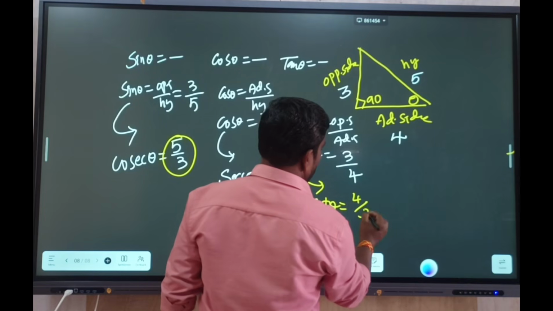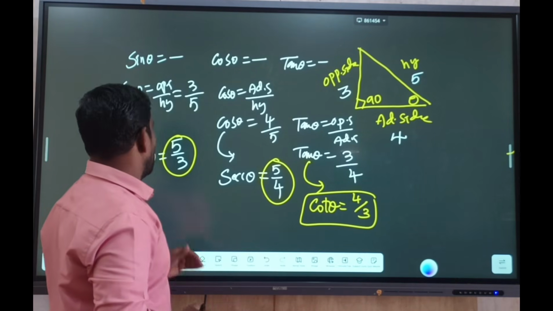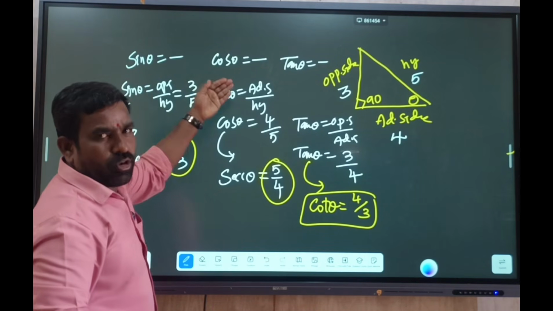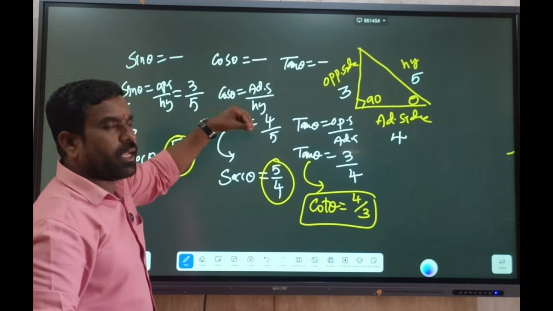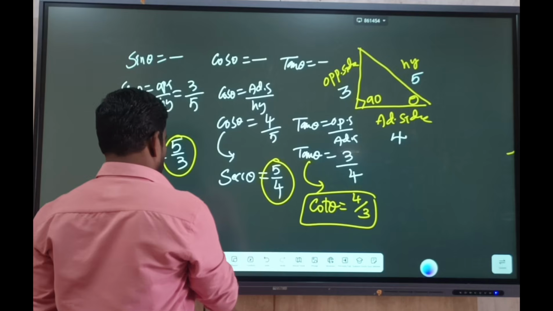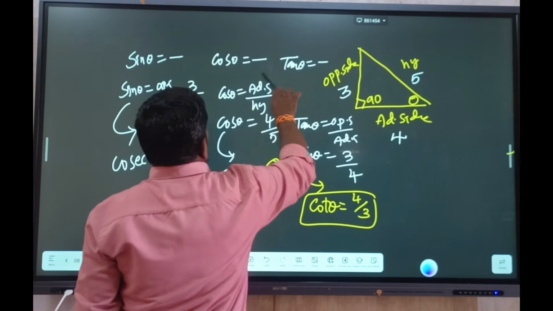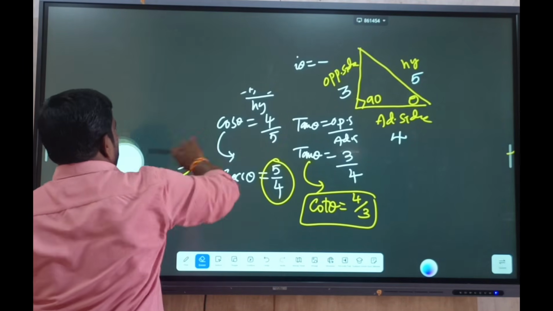So 4 by 3. Sometimes they ask the question: sin theta how much? Cos theta how much? Tan theta how much? Or cosec theta, secant theta, tan theta. This type of question is asked in exams, in all competitive exams. Now I am taking the remaining concept.